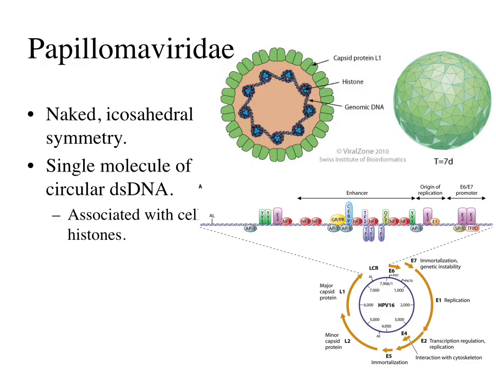So now we want to move on to the next virus family, the papillomaviridae. These are non-enveloped viruses. They're small, icosahedral. They have a circular double-stranded DNA genome. And just like with polyomavirus, this double-stranded DNA is associated with cellular histones in a chromatin-like complex. In fact, papillomaviridae and polyomaviridae were at one time in the same family, so there are a lot of similarities between these two virus families.